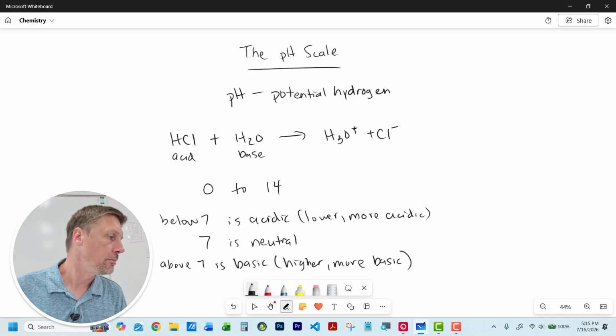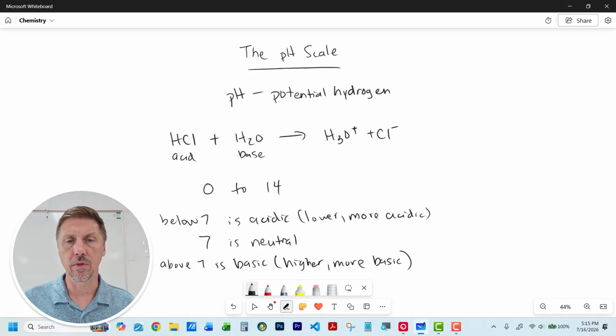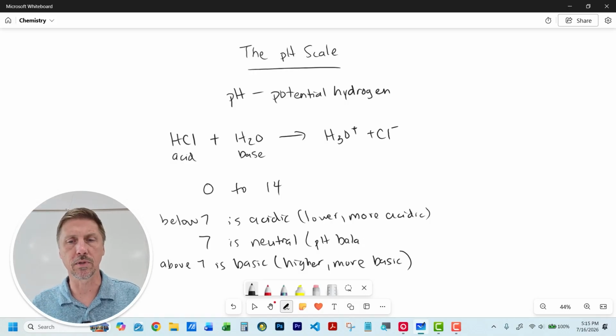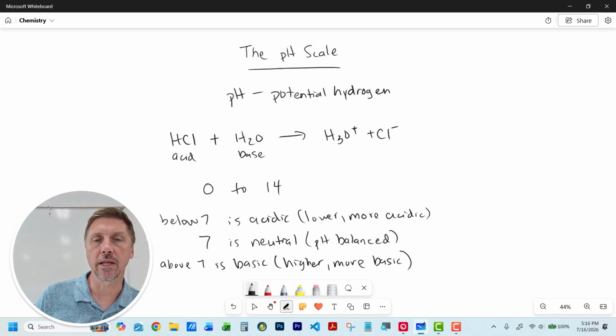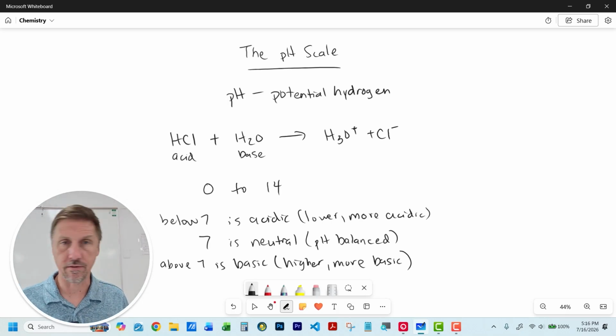All right. So just make sure you know that scale and know where neutral is. Like I said, this is what we refer to as pH balance. Some kids' shampoos and things like that will say pH balanced because they won't burn your eyes. So that's what that means. It means it has a pH of 7.